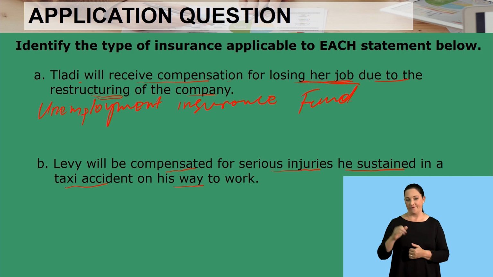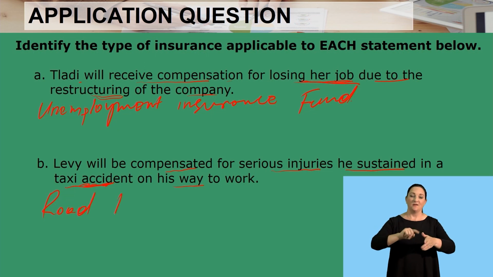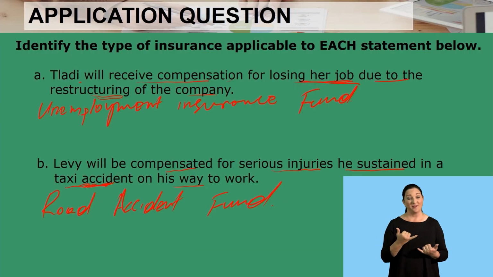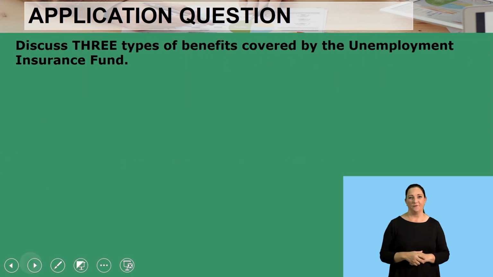Then when we look into Levy and the injury that was sustained while he was heading to work, this would be your road accident fund. One can think and say, why is this not considered to be compensation for occupational injuries and diseases? It cannot be, because this was a taxi accident that occurred on his way to work. So it should be compensated by the road accident fund. So those are your two compulsory insurance applicable there.